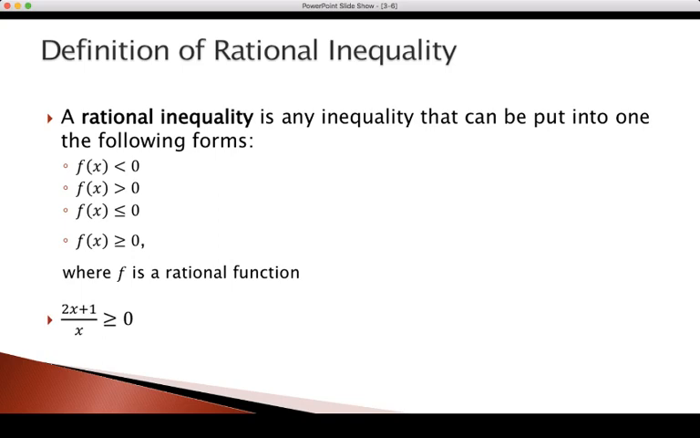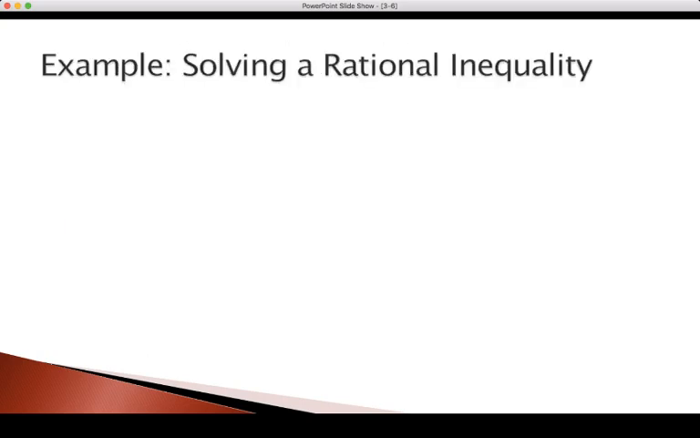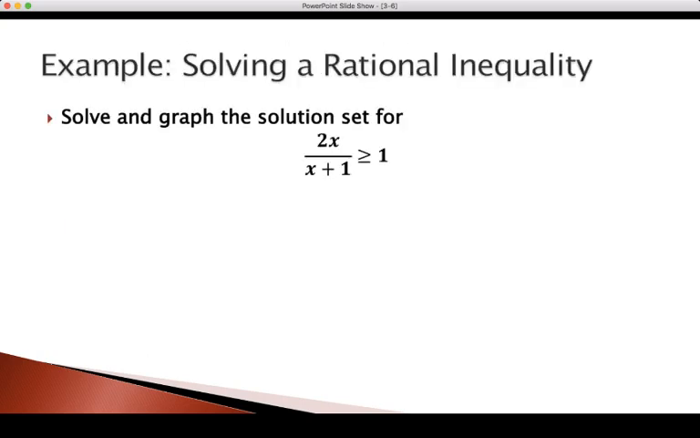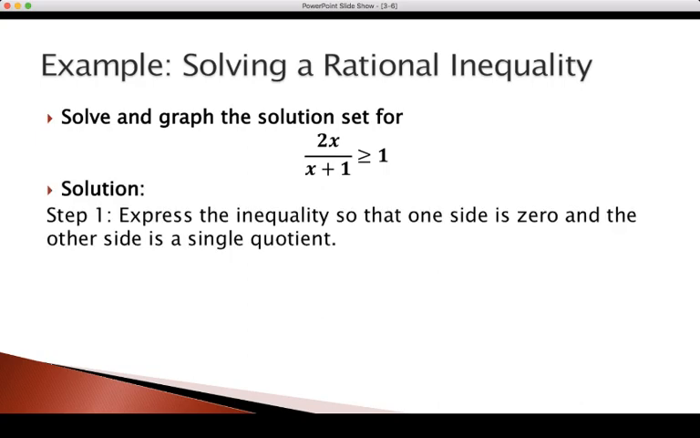Here's an example of a rational inequality. 2x plus 1 over x greater than or equal to 0. Now that we've seen an example of what a rational inequality looks like, let's see how we can go about solving a rational inequality. So our task is to solve and graph the solution set for 2x over x plus 1 is greater than or equal to 1. Now, the steps are going to be the exact same that we just did for solving the polynomial inequalities. The techniques and the strategies can be applied for both kinds of problems.